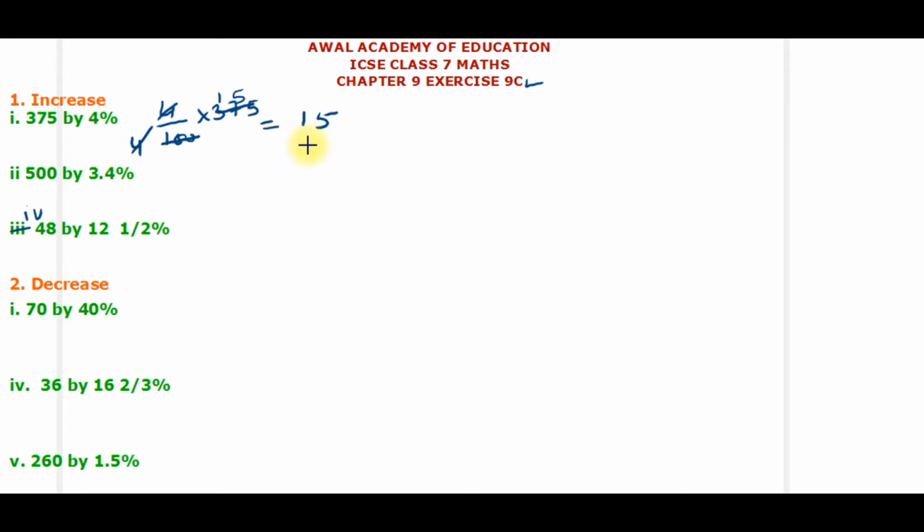Now we have to find out the increase. So we have 375 earlier and there is an increase of 15 in it, so the total number after increasing would become 390. So 390 is our required answer, right?